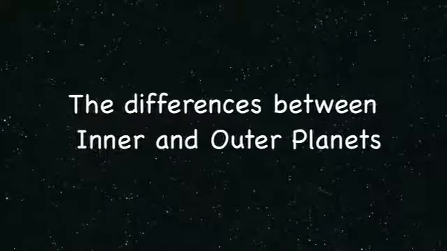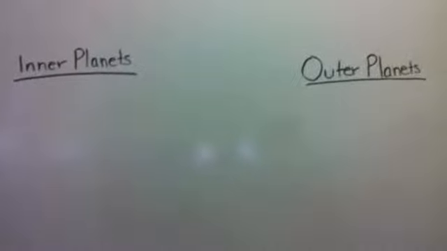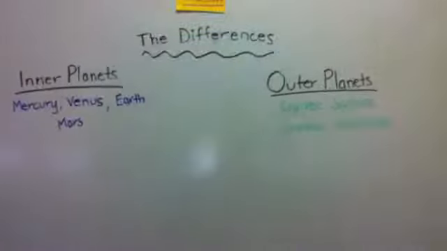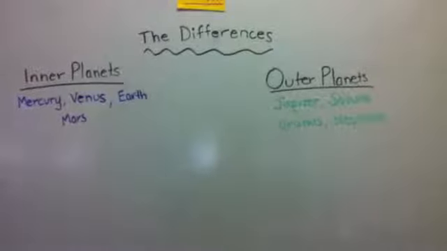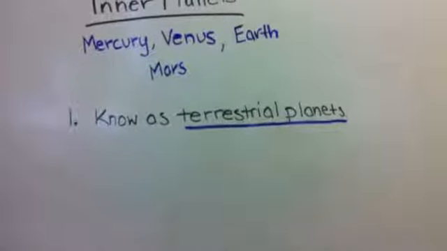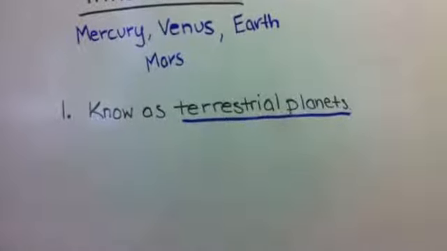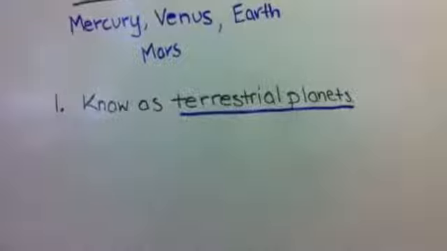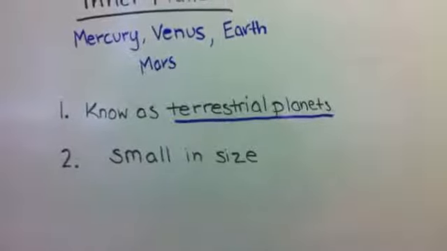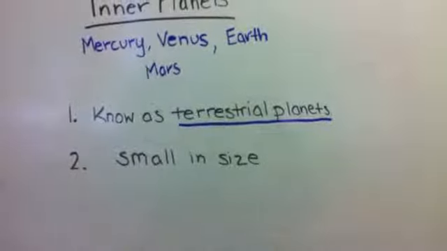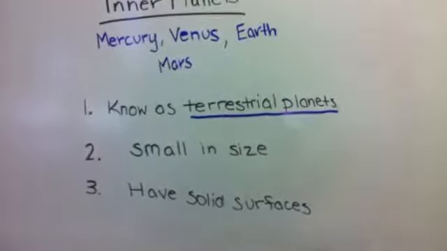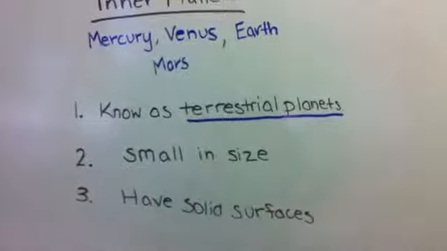Now we are going to transition into the differences between the inner and outer planets. Another name for the inner planets are the terrestrial planets. You might have guessed, but the inner planets are relatively small in size and are composed of mostly rock surfaces.